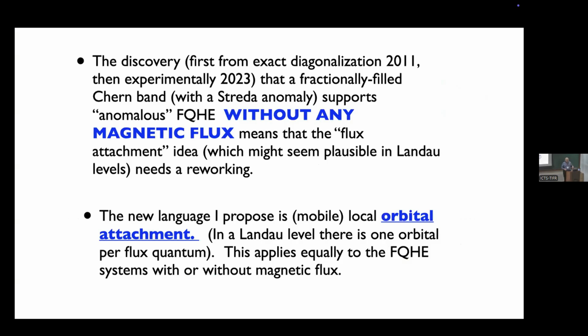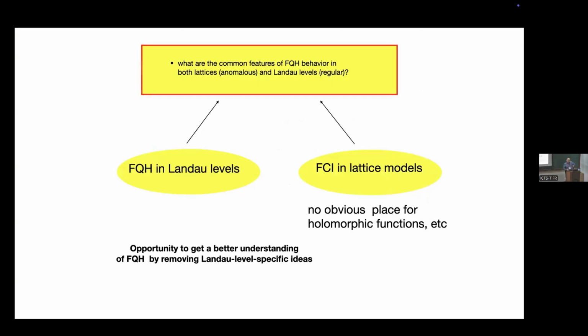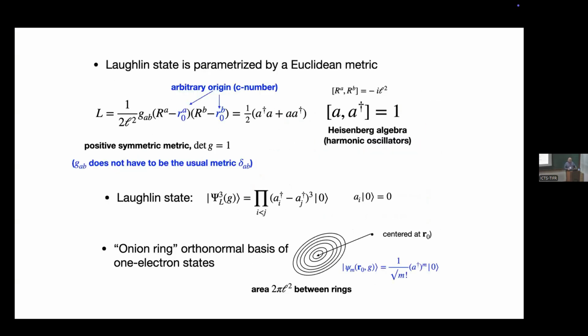People say, oh, there's some effective flux. No, there's no flux involved. So flux attachment is an absolutely lousy idea to apply to fractional Chern insulators with no magnetic field. But in the Landau level, there's one orbital for each quantum of flux. So actually, you get a very simple transition from the notion of flux attachment to orbital attachment. So let's pass this. Let's go back to this stuff. They're just telling you why we should do this.